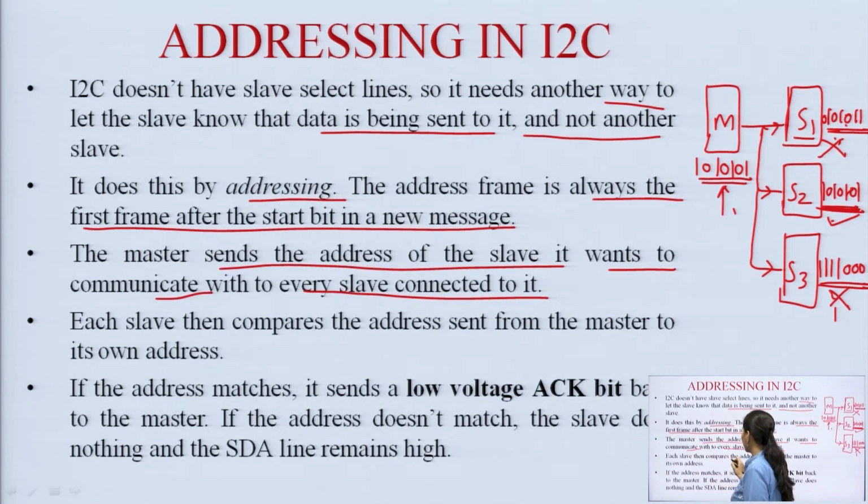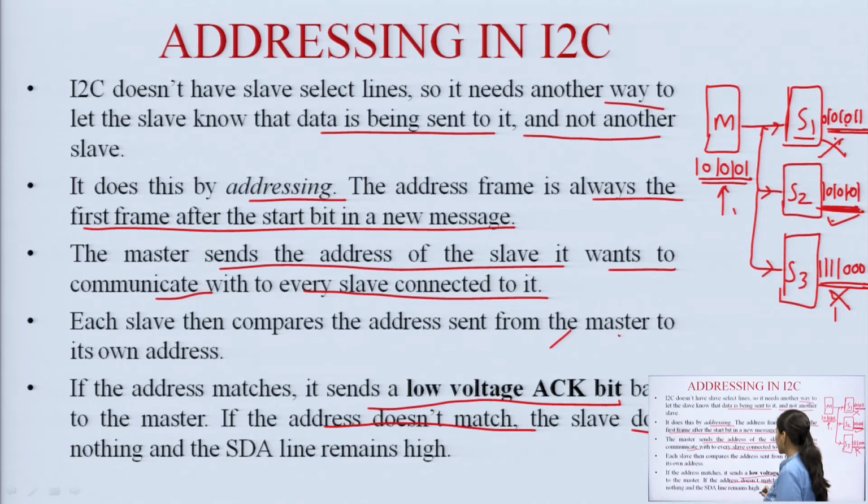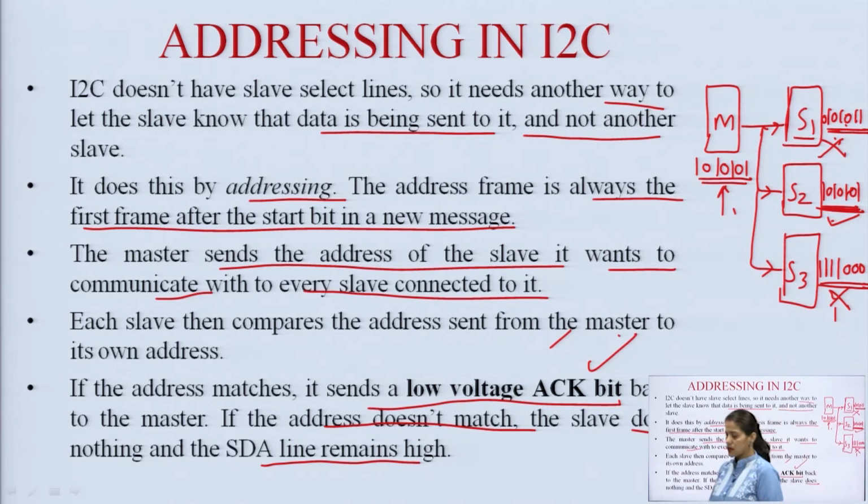Each slave then compares the address sent from the master to its own address. If the address matches, it sends a low voltage acknowledgement bit back to the master. If the address does not match, the slave does nothing and the SDA line remains high. So, how it will acknowledge? It will send a low voltage acknowledgement bit to the master.